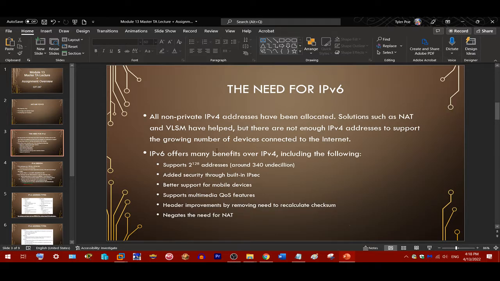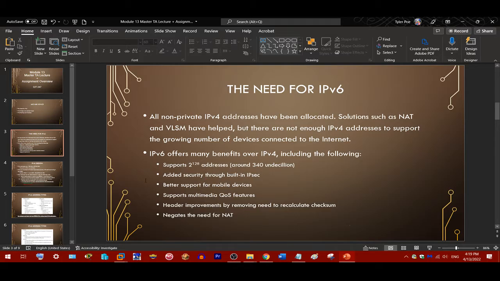This address type offers many benefits over IPv4, including the following. It supports a huge number of addresses. It's 2 to the 128th power, which is estimated to be around 140 decillion. In other words, that's an extreme number of addresses. Hopefully we won't need to replace this protocol.